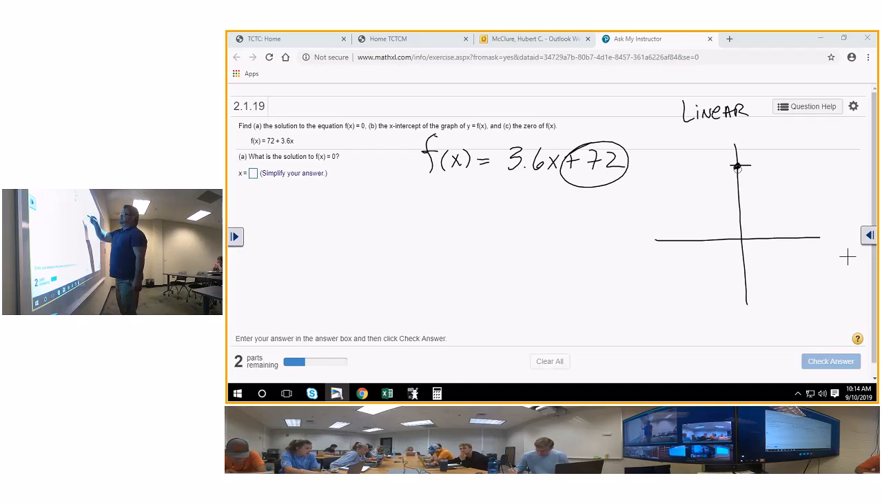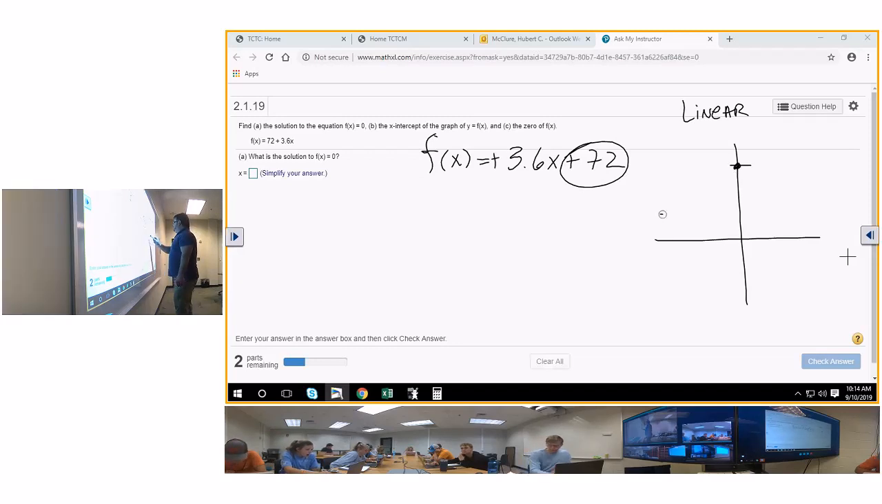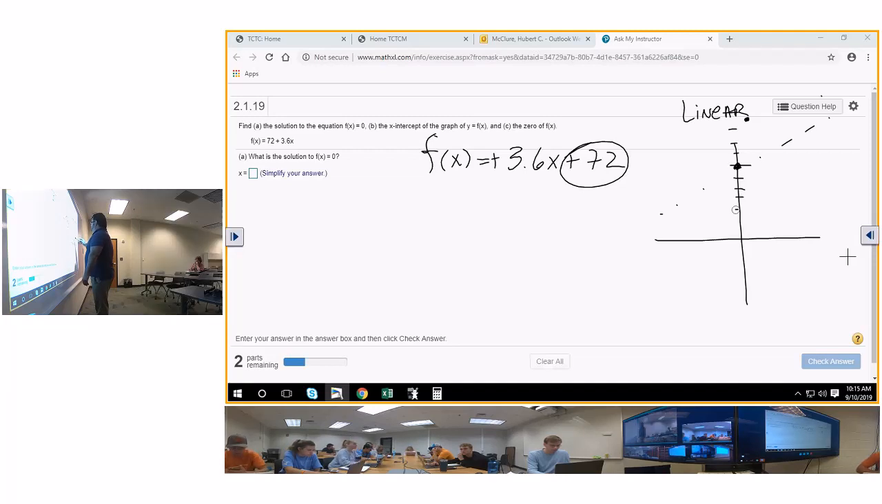This says that it is going from left to right up, okay? And the 3.6 means 3.6 over 1, so I'm going to go up 3.6, over 1, down 3.6, 1. So it looks something like that.